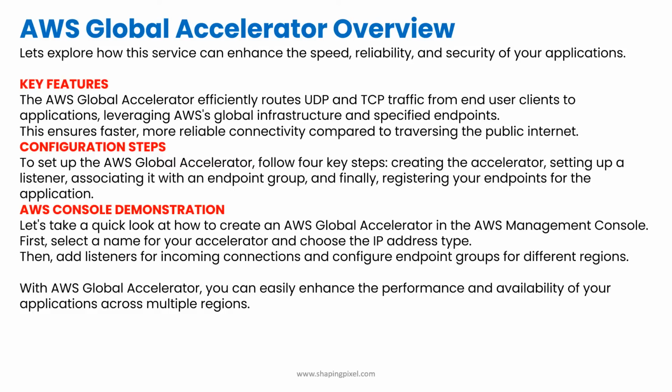So let's take a quick look at how to create an AWS Global Accelerator in the AWS Management Console. First, select a name for your accelerator and choose the IP address type. Then add listeners for incoming connections and configure endpoint groups for different regions. With AWS Global Accelerator, you can easily enhance the performance and availability of your application across multiple regions.